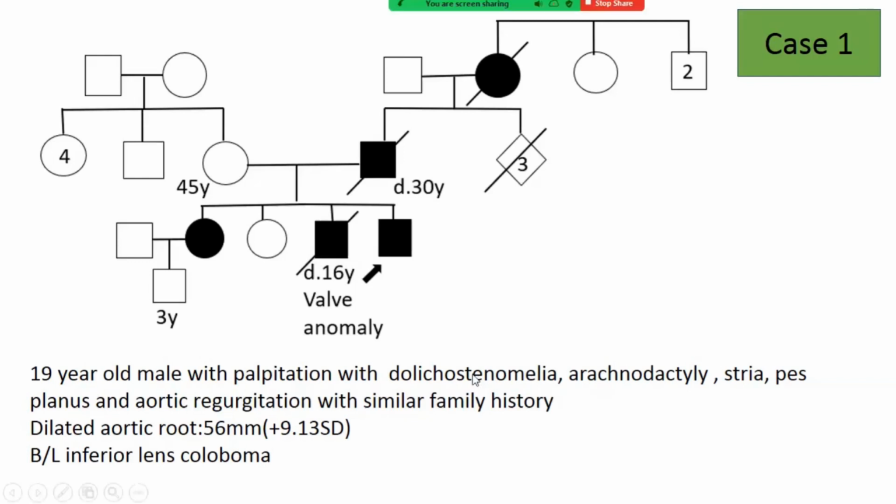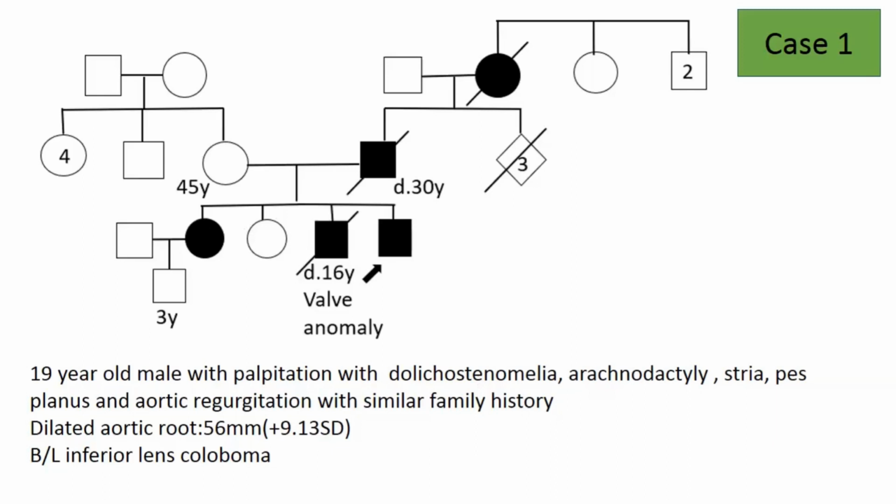The patient is marked by this arrow. The proband is marked by the arrow. He has a family history of his brother dying at 16 years due to some valve anomaly, and similar death due to heart disease in his father and his paternal grandfather. He has a sister as well, who is apparently asymptomatic, but she also complains of palpitation. This young man, 19 years old, came to us with palpitation, dolichostenomelia, arachnodactyly, all those features. And his aortic root, look at this, is plus 9.13 standard deviation, that is 56 millimeters.